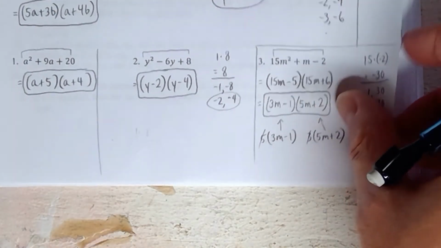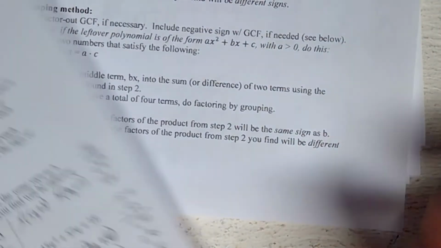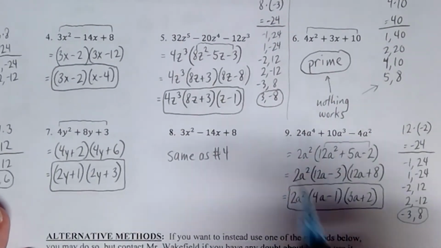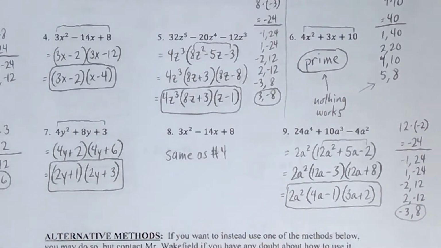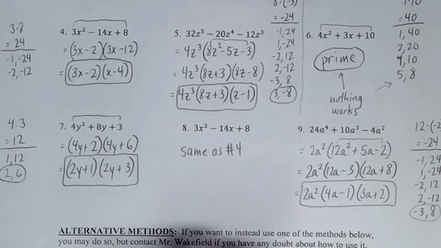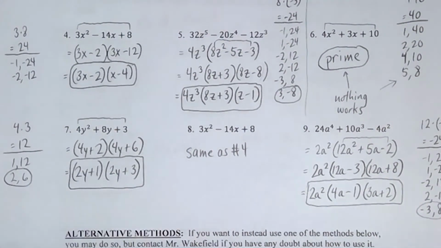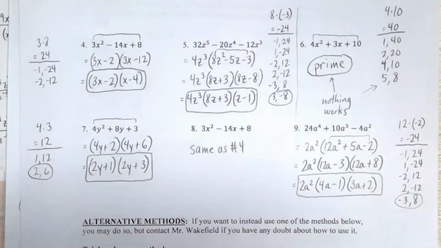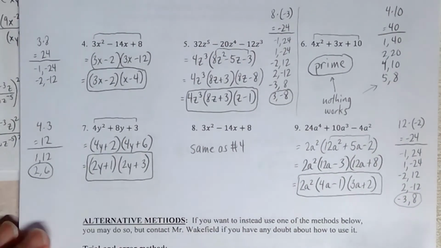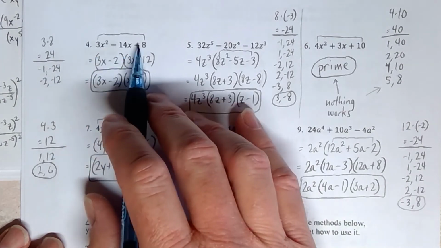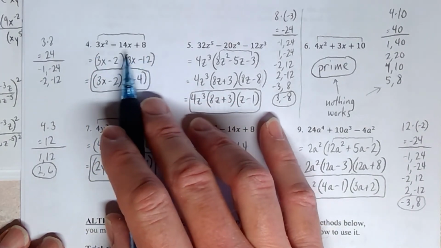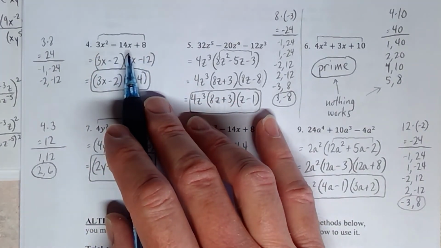On the next page there, number 4. Again, that's the same thing as number 8, so you can skip number 8 for that reason. And so what is number 4? 3 times, again, the GCF is equal to 1 here on the original problem, so you can skip that step.